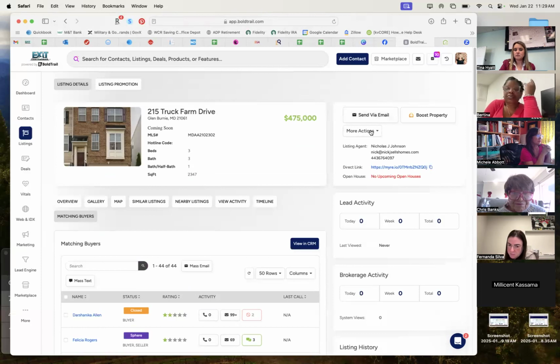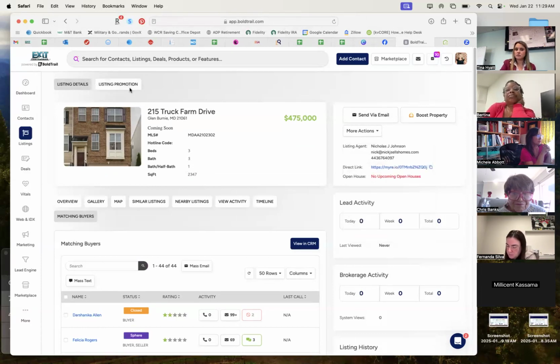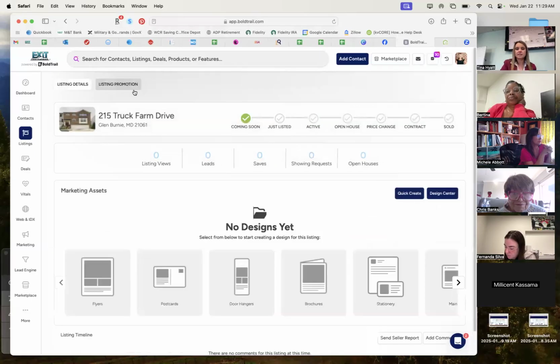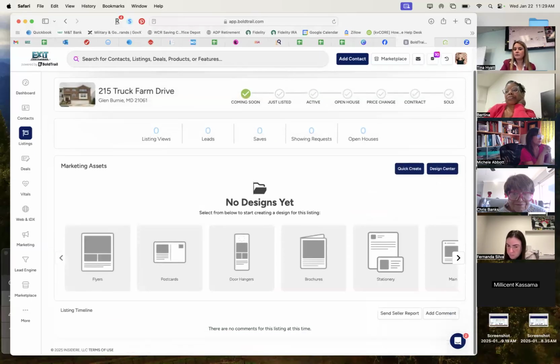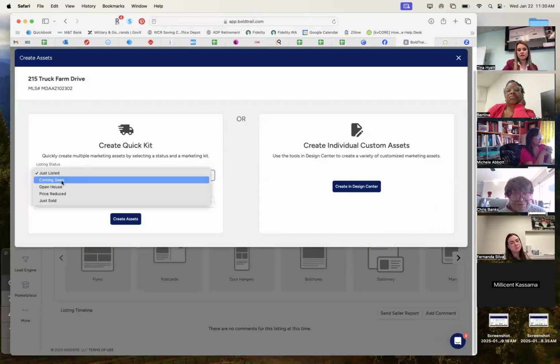So if I go into, and then up at the top, so listing promotion. So if I click on listing promotion, here's where I can create all my marketing assets. Nothing's been created yet. Nick is not using this. I'm gonna have to have a conversation. I'm kidding, but I can click quick create. When I click quick create, choose the kit that you want to create. Just listed, coming soon, open house, price reduced, just sold.